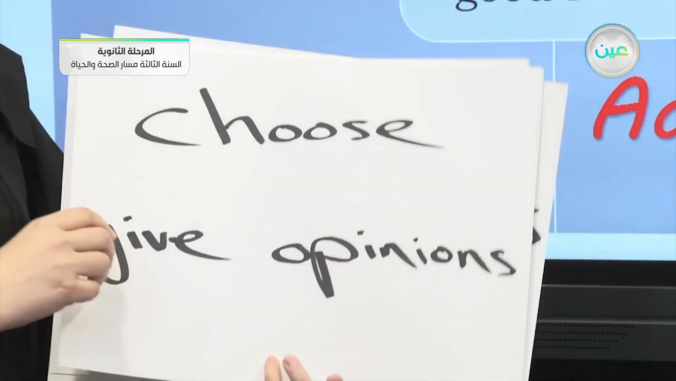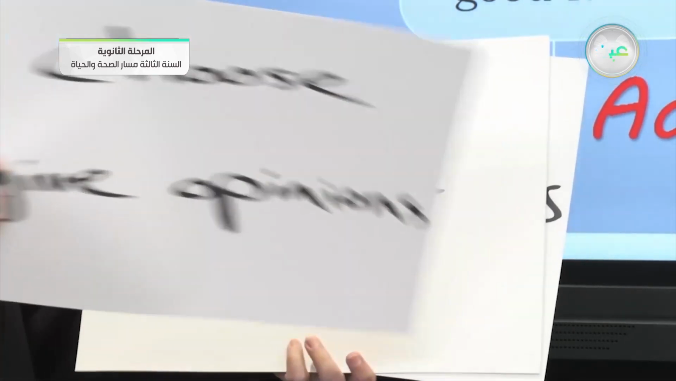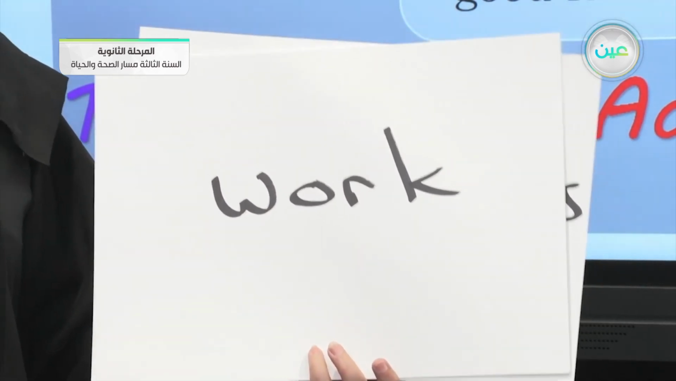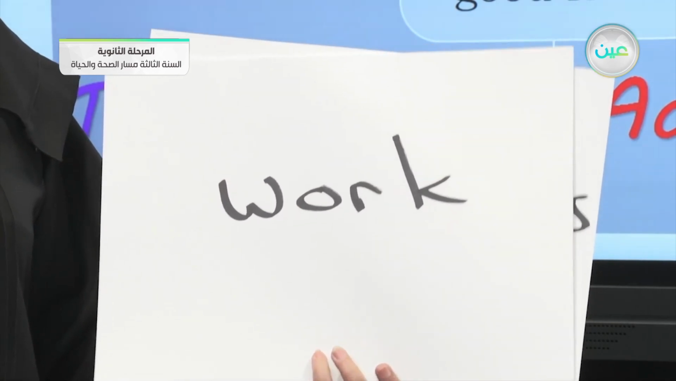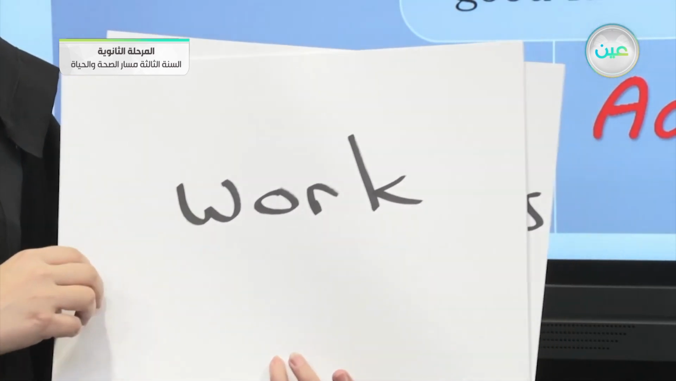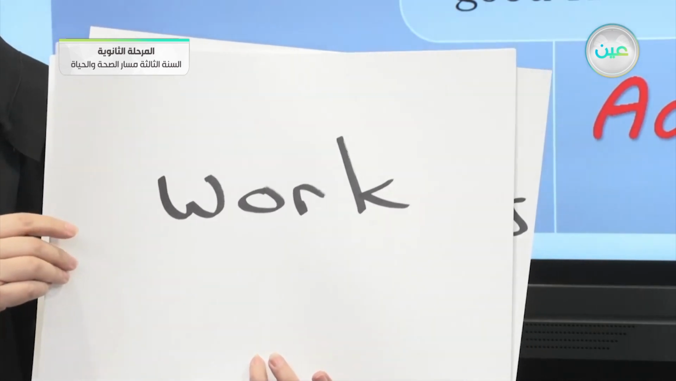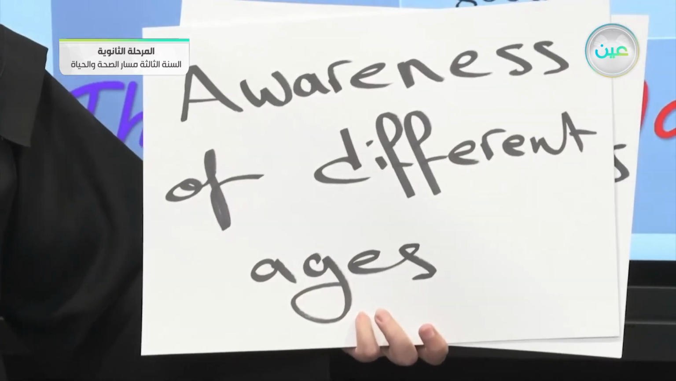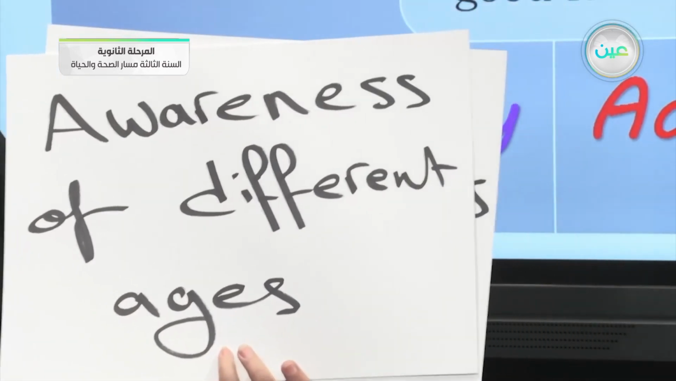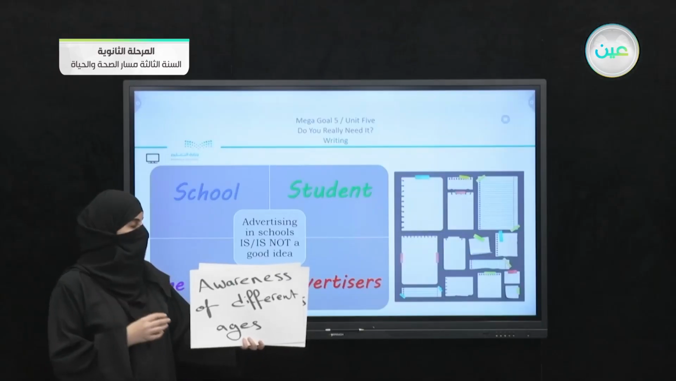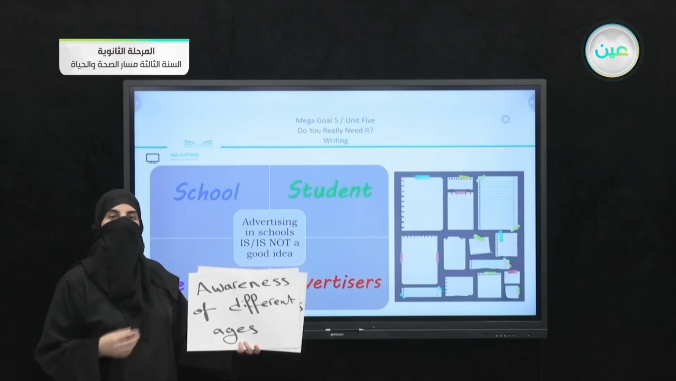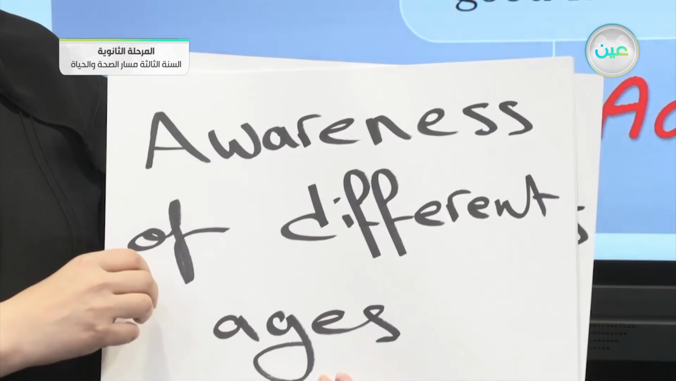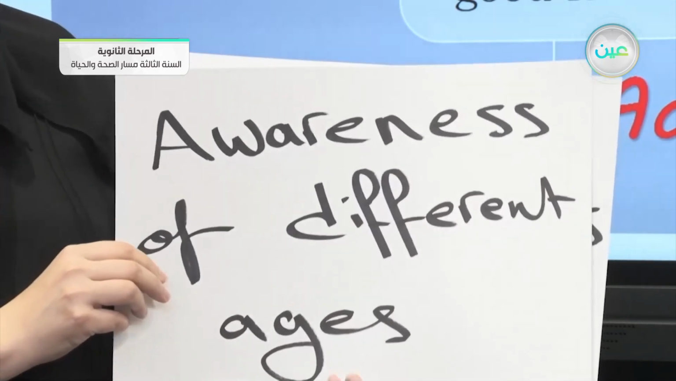Now, I have connected the student and the advertisers. We can also say that there is a very important thing, which is work. You can see that everyone is working here, especially the advertisers, but even the students, even the school itself, and this work is, of course, mainly for the society. The advertisers themselves are aware of different ages. They know who they are dealing with. They know if these advertisements are good enough or suitable for these students or not.